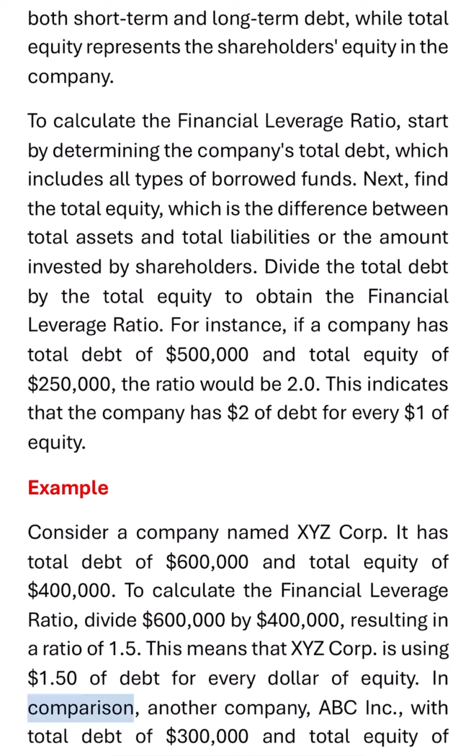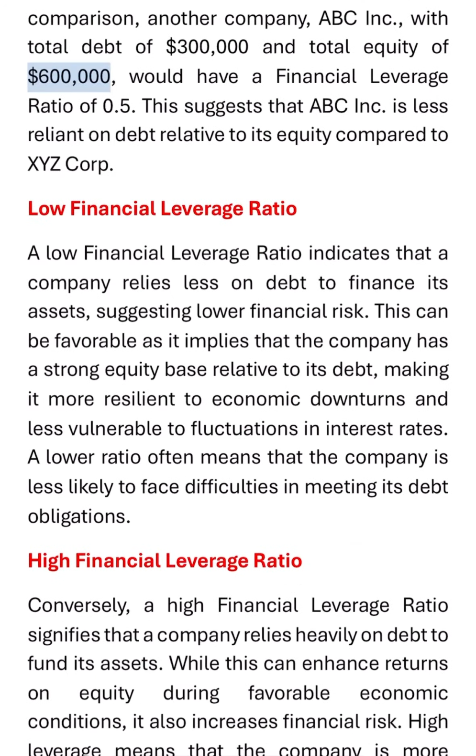In comparison, another company, ABC Incorporated, with total debt of $300,000 and total equity of $600,000, would have a financial leverage ratio of 0.5. This suggests that ABC Incorporated is less reliant on debt relative to its equity compared to XYZ Corp.